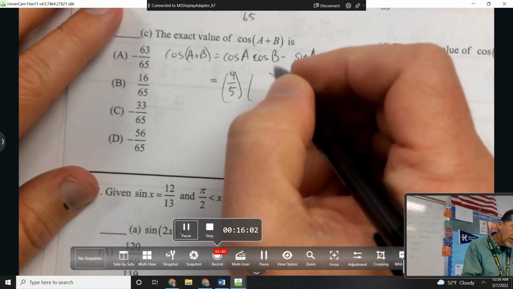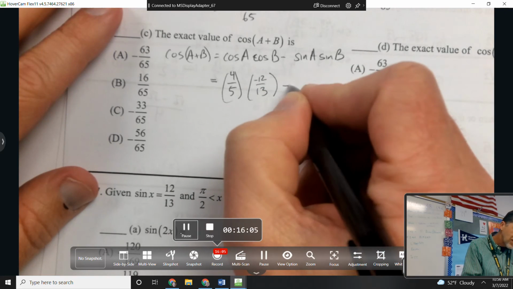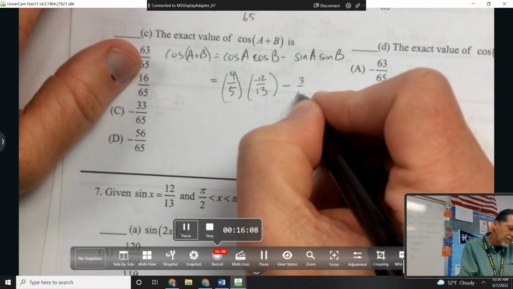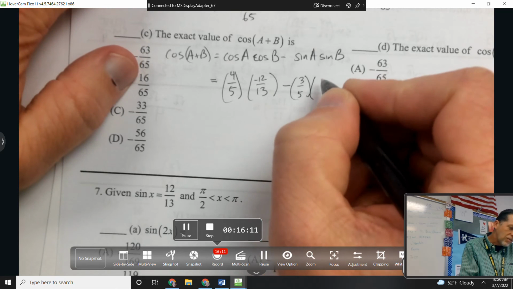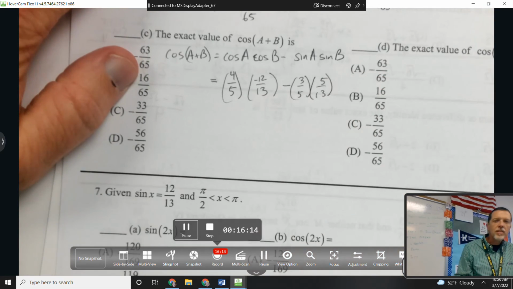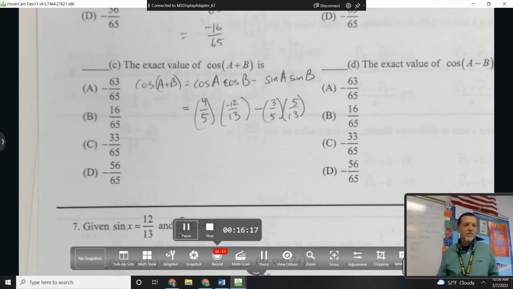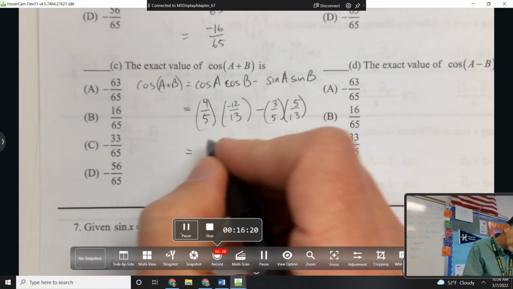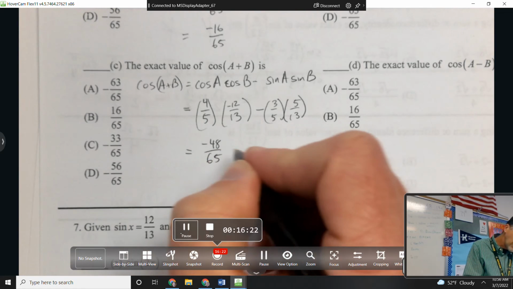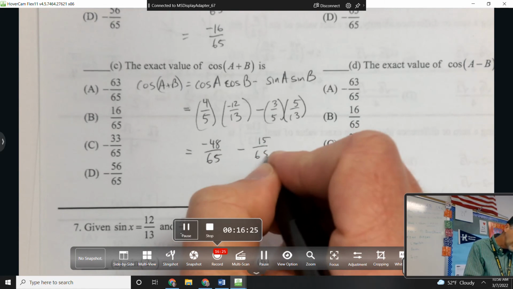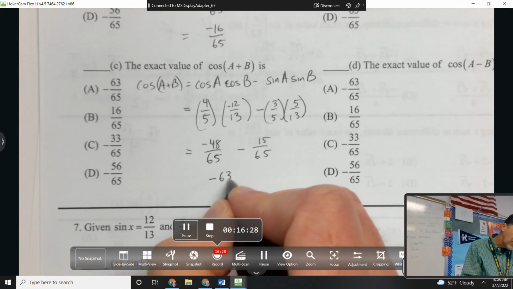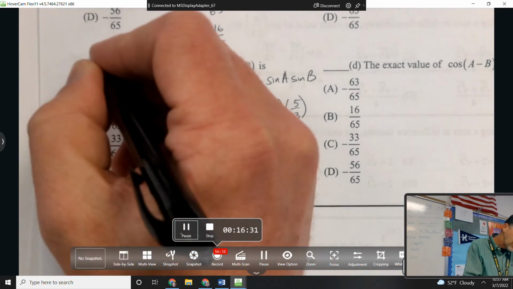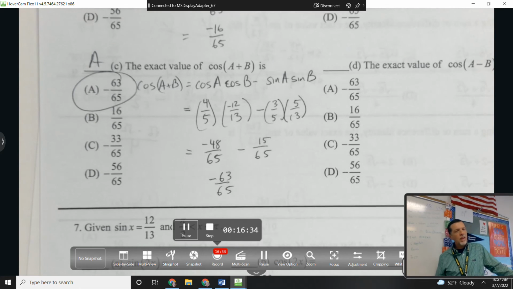The cosine of B is negative 12/13. The sine of A is 3/5. And the sine of B is 5/13. SOHCAHTOA, 4 times in a row there. So negative 48 over 65 minus 15 over 65. That would be negative 63 over 65. Which is answer choice A. A lot of times you end up with a common denominator, so at least you don't have to worry about that.